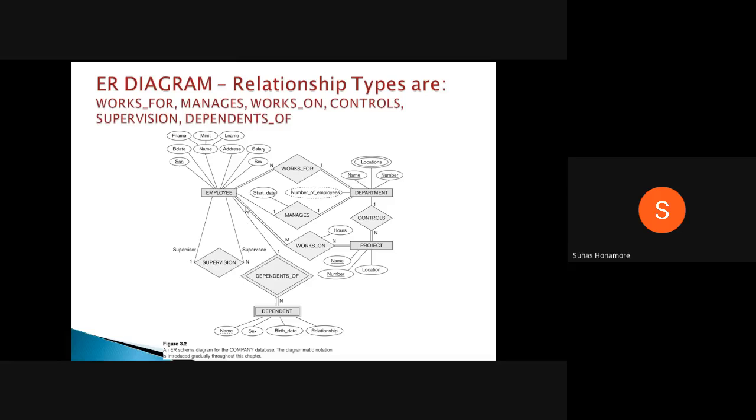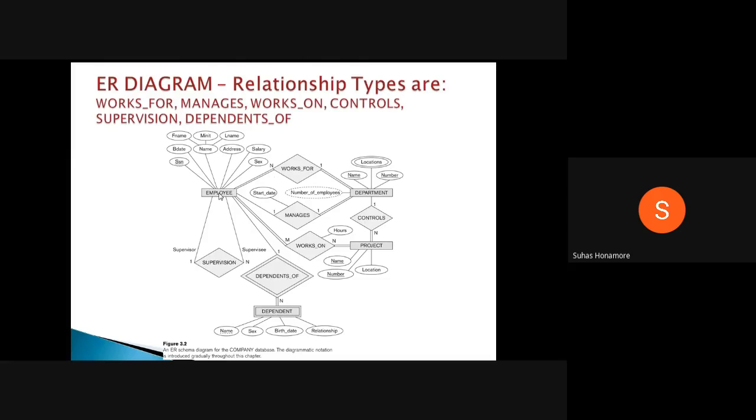Now we'll see that in some relationship types we have two lines, here also two lines, and here this one is a single line. Two lines means total participation, and one line means partial participation. Whenever we write a relationship type, along with the entity types it will have either total participation or partial participation.